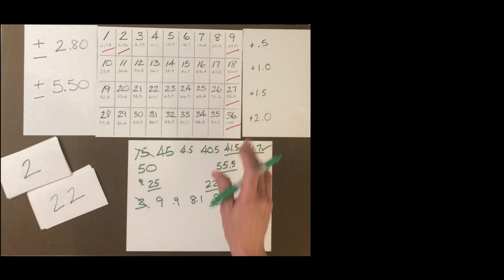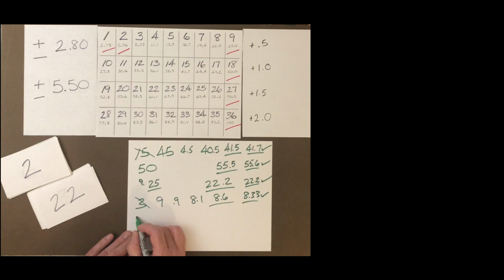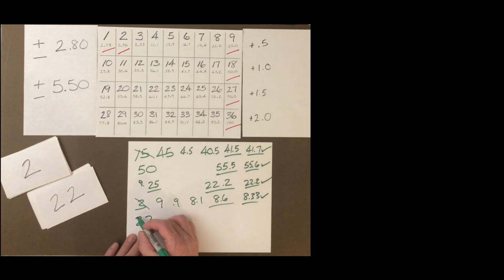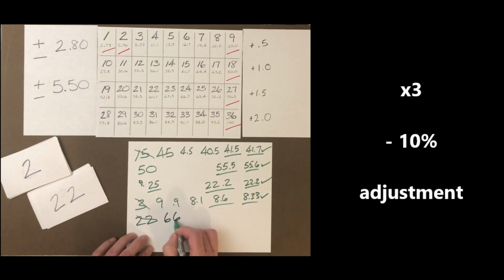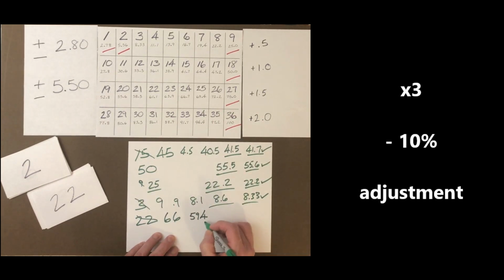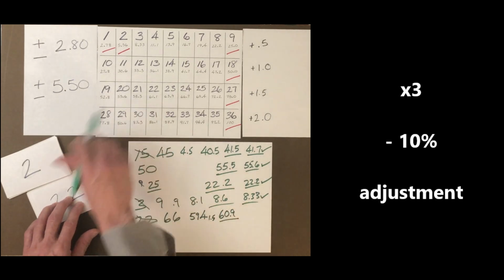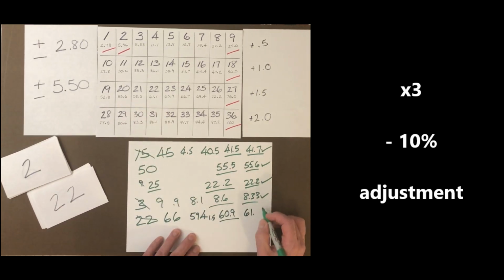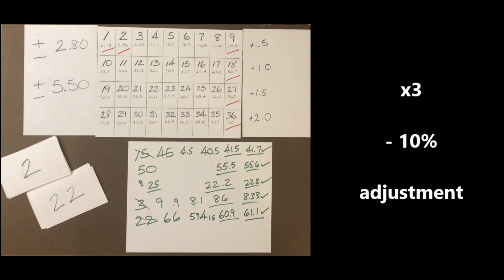22, closest number is 18, so have to use our times 3 method. 66. We're going to subtract 10%, giving us 59.4. And we're on our third line, so we're going to add 1.5%. That gives us 60.9. So for 22, the actual answer is 61.1. We're within 0.2%.